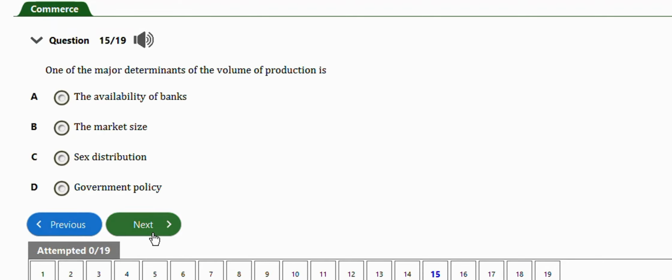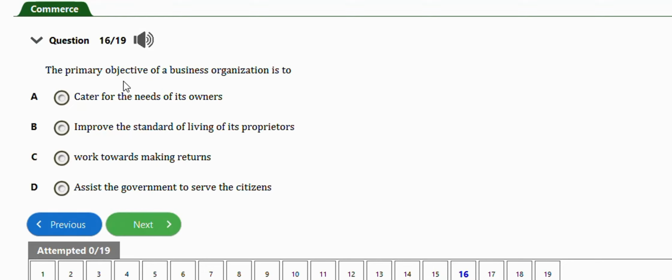Next question. One of the major determinants of the volume of production is the availability of banks, market size, distribution, government policy. Right answer is option B, market size. Next question. The primary objective of a business organization is to cater for the needs of its owners, to improve the standard of living of its proprietors. No. Work towards making returns. Yes. Assist the government to serve the citizens. No. The right answer is option C, work towards making returns.